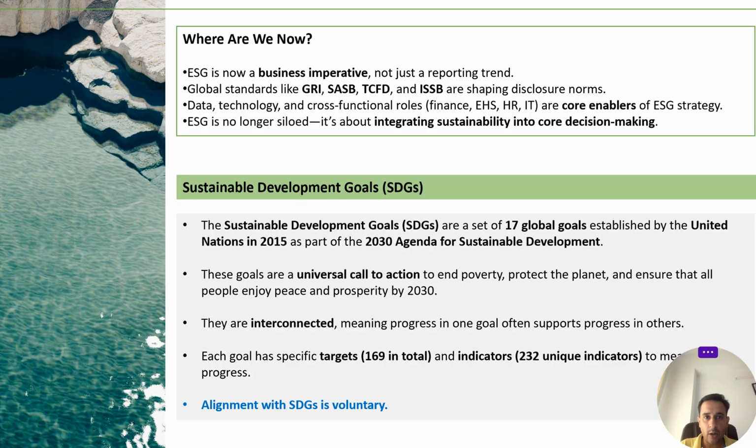So where are we now? Currently, ESG has become integrated with the business. It is integrated with the business strategy. Now the organizations have started realizing, have started saying that ESG issues are as important as business related issues, or as important as financial issues.